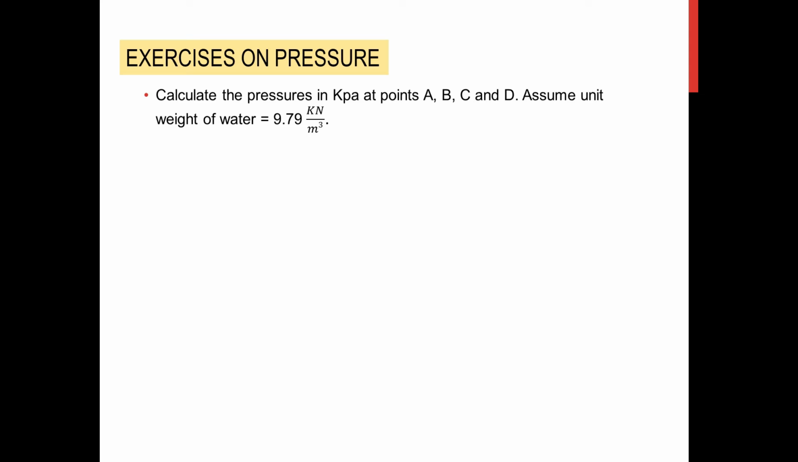So moving on to another problem. Calculate the pressures in kilopascals at points A, B, C, and D. Assume unit weight of water equivalent to 9.79 kilonewton per cubic meter.